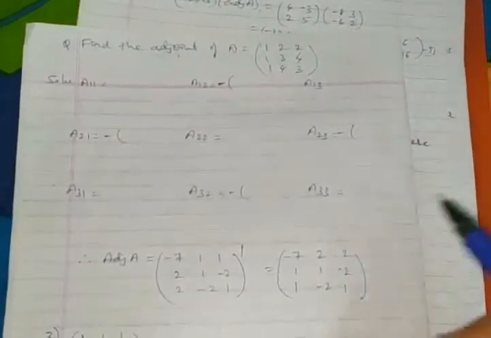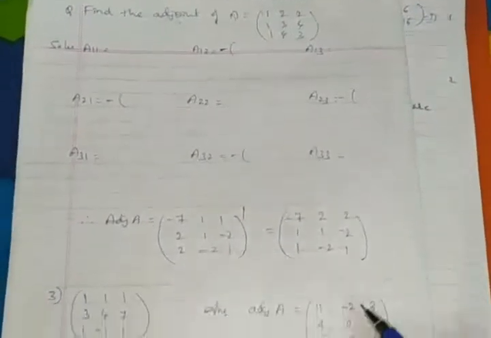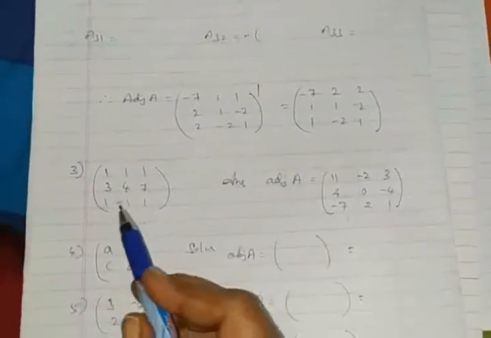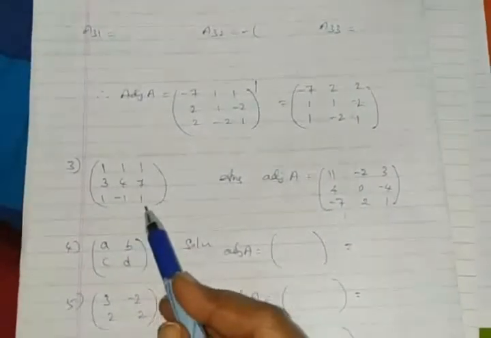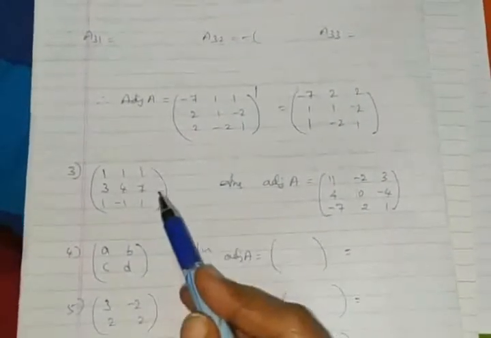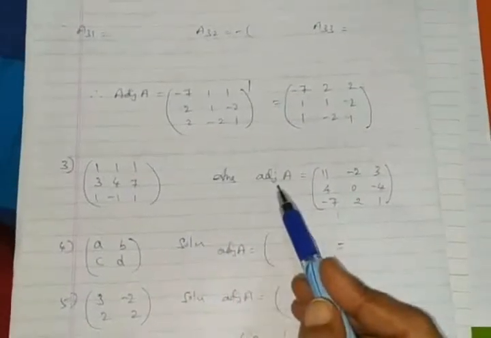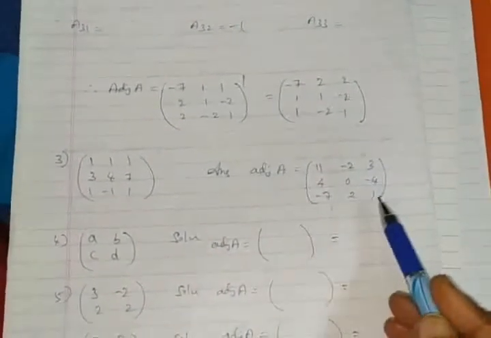So solve this question. Give a pause and solve this question. Calculation part, you have to be careful. Third question, for practice I have given one more: 1, 1, 1, 3, 4, 7, 1, minus 1, 1. Please solve it systematically and verify the answer. This should be the answer.